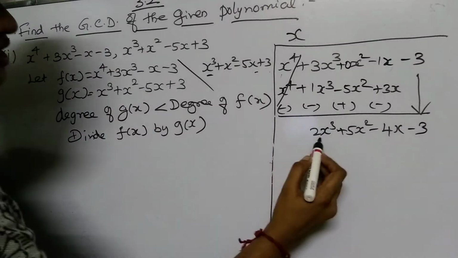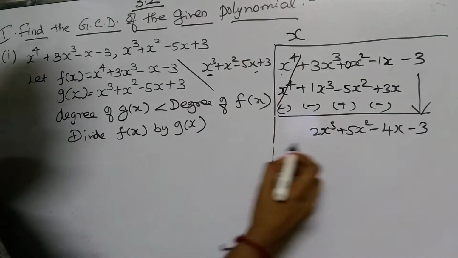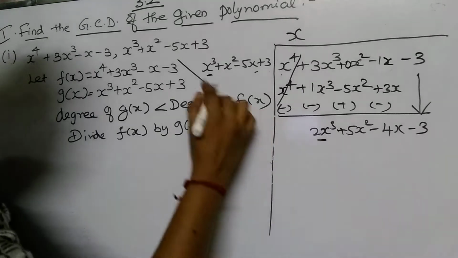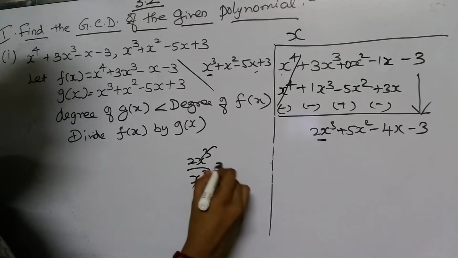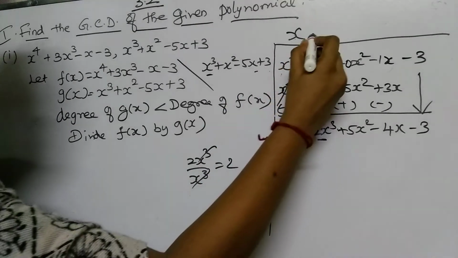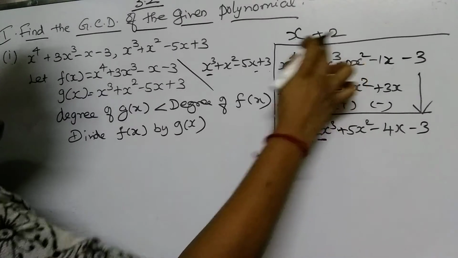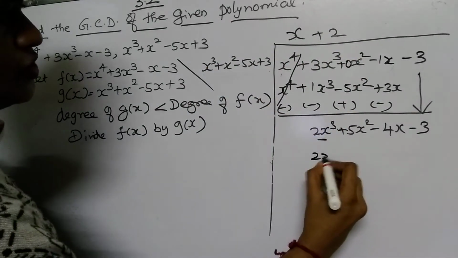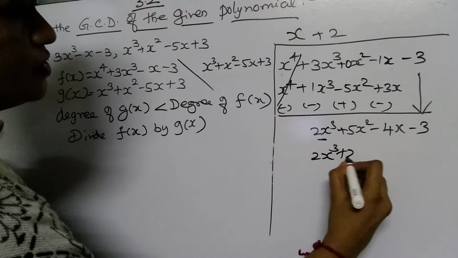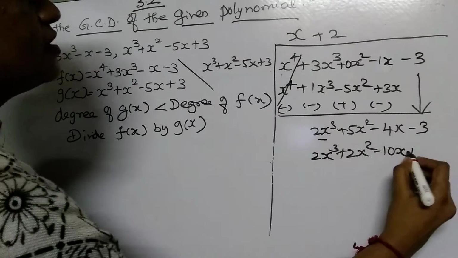Now divide the remainder by g of x. To find the quotient, again you divide the first term of the remainder by the first term of the divisor. So you have 2x cube here and here you have x cube. So x cube cancels, and you get 2. This 2 should be added over here in the quotient, along with that x. Now multiply the 2 with all the terms of the polynomial and write it here. 2 into x cube, 2x cube. 2 into x square, 2x square. 2 into minus 5, minus 10x. 2 into 3, that is 6.